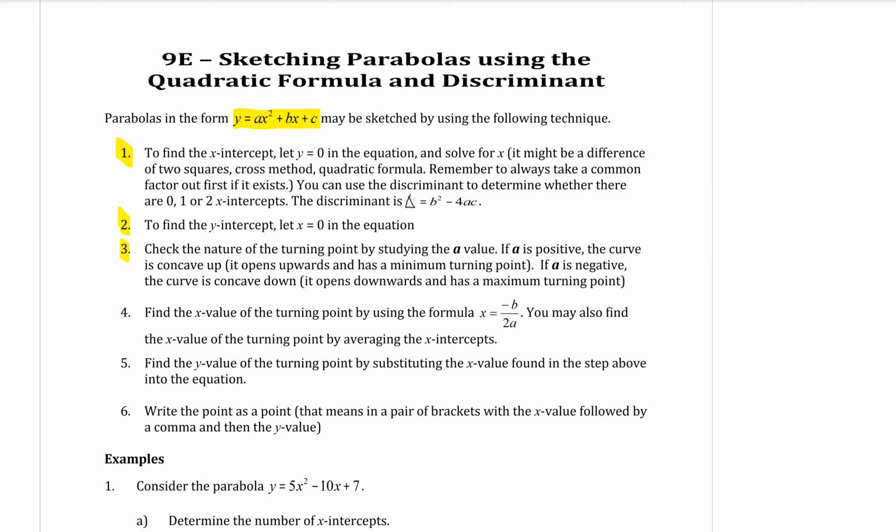Step 3, check the nature of the turning point by looking at the value of a. If it's positive, then the curve is concave up, which means it has a minimum turning point. If a is negative, the curve is concave down, which means it will have a maximum turning point.